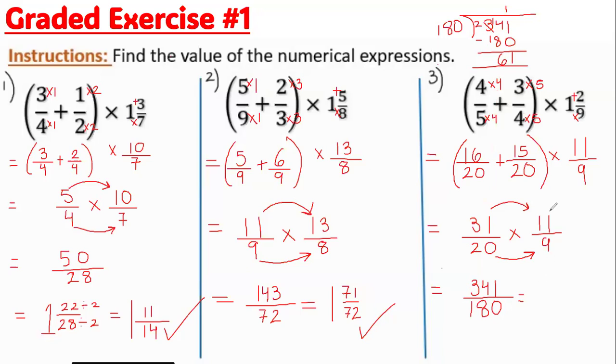So the whole number is what? The whole number is 1, right? And the numerator is 161. So it's 161 over 180.